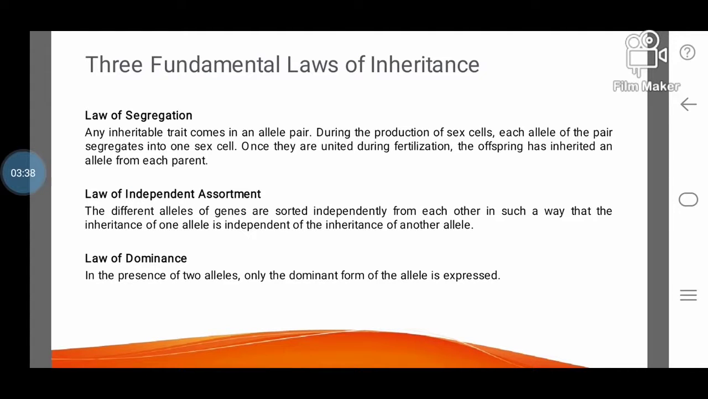So, in the law of independent assortment, the different alleles of genes are sorted independently, so the inheritance of one allele is independent of the inheritance of another allele. In short, they are independent of each other. While in the law of dominance, in the presence of two alleles, only the dominant form of the allele is expressed.